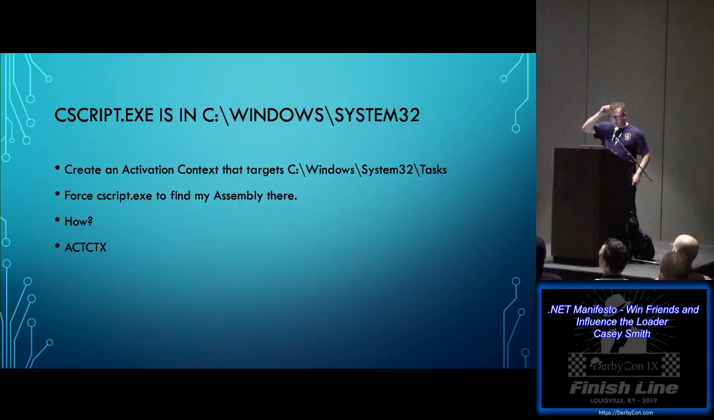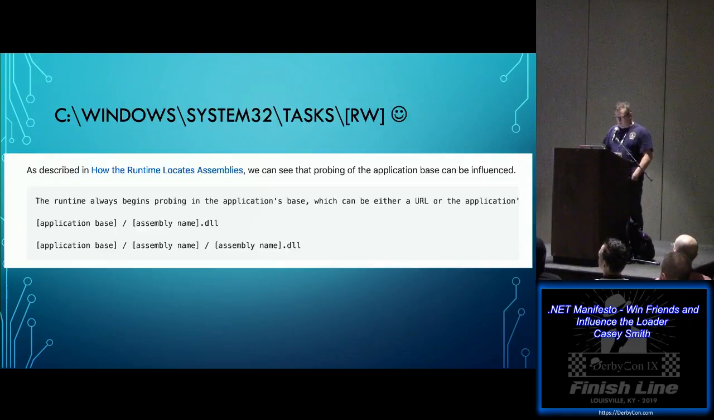Okay, so it's interesting because CScript is in the System32 directory. I don't have write access to System32, or do I? And so how would I force CScript to find my assembly? Well, we're going to use activation context to do that.